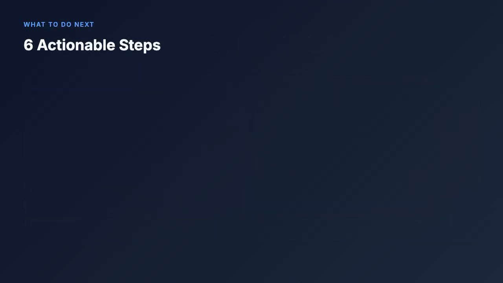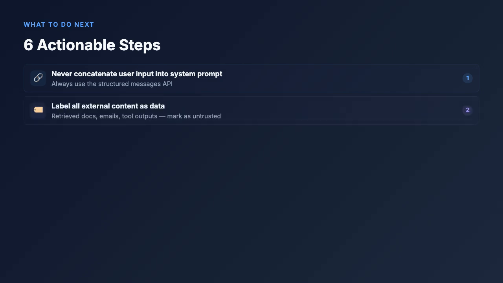Prompt injection has no complete solution today, but here are 6 actionable steps to make your systems harder to exploit and limit the damage. Step 1. Never concatenate user input into a system prompt string. Always use the Structured Messages API. Step 2. Label all external content as data. Retrieved documents, emails, tool outputs. Mark them as untrusted. Step 3. Scan documents before they enter AI context. Flag anything that looks like an override attempt.